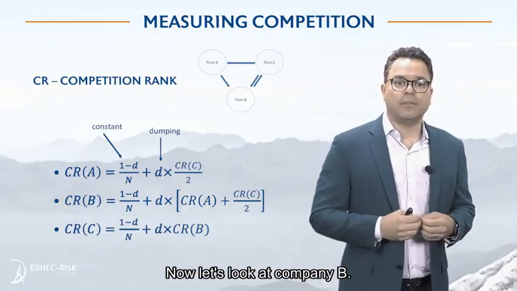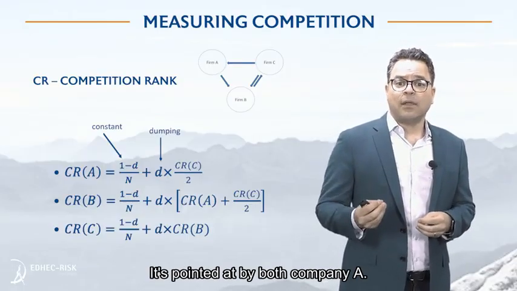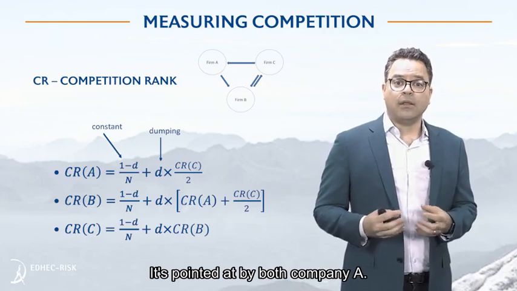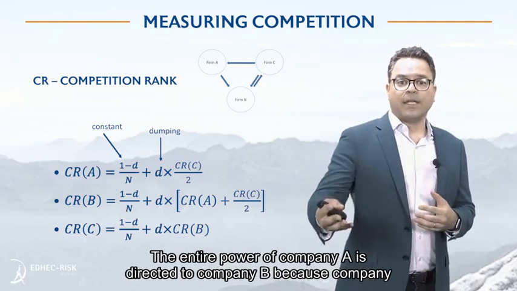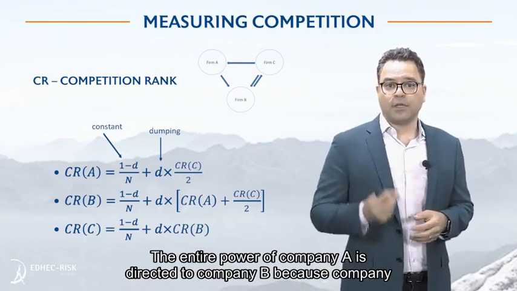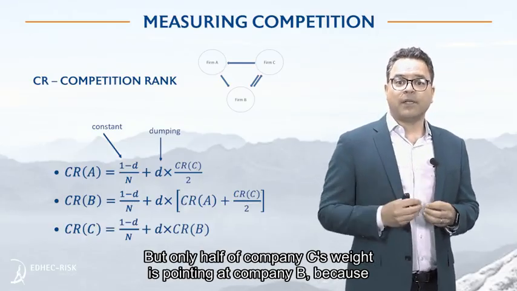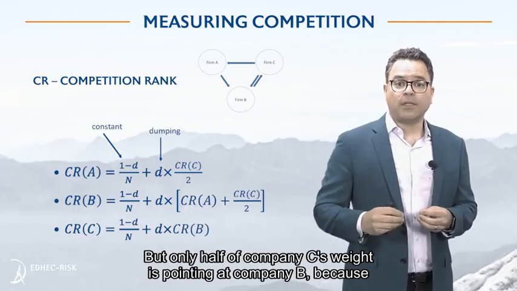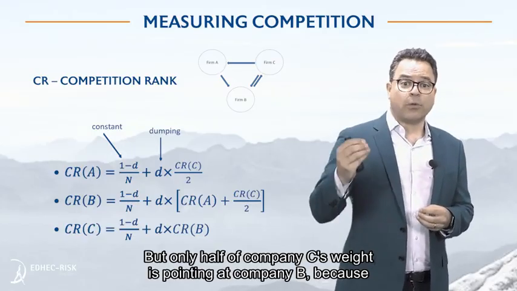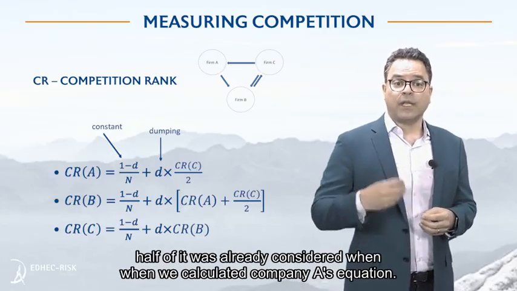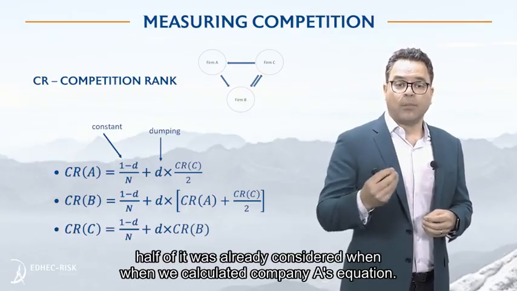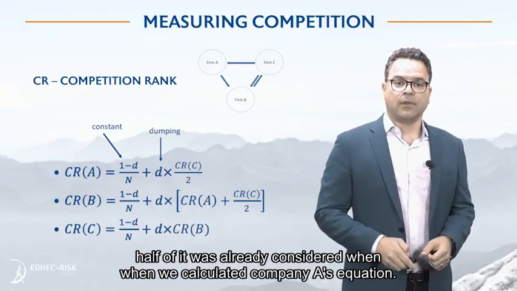Now let's look at company B. It's pointed at by both company A and company C. The entire power of company A is directed to company B because company A has only one link. But only half of company C's weight is pointing at company B, because half of it was already considered when we calculated company A's equation.